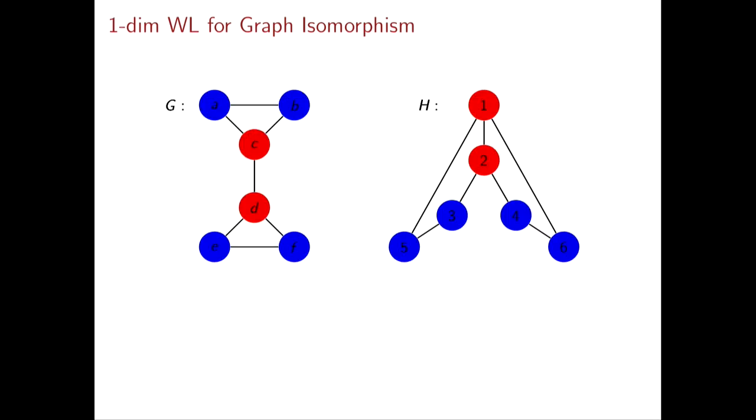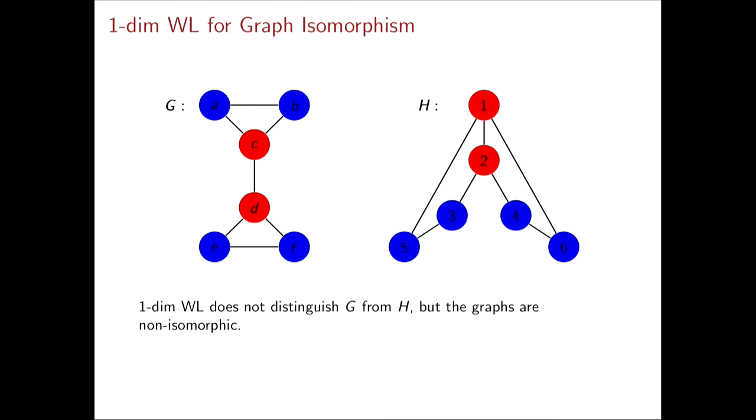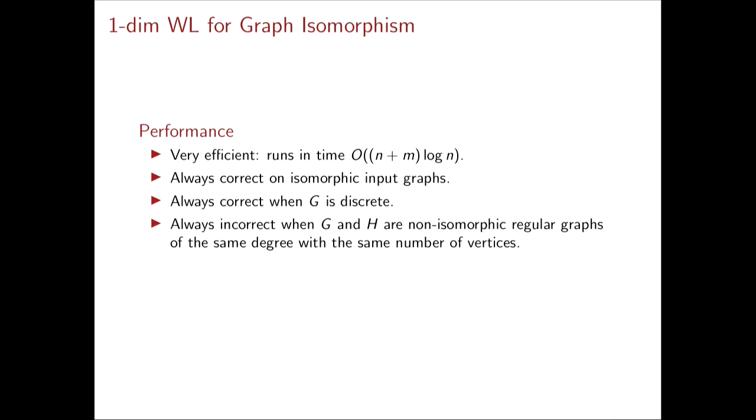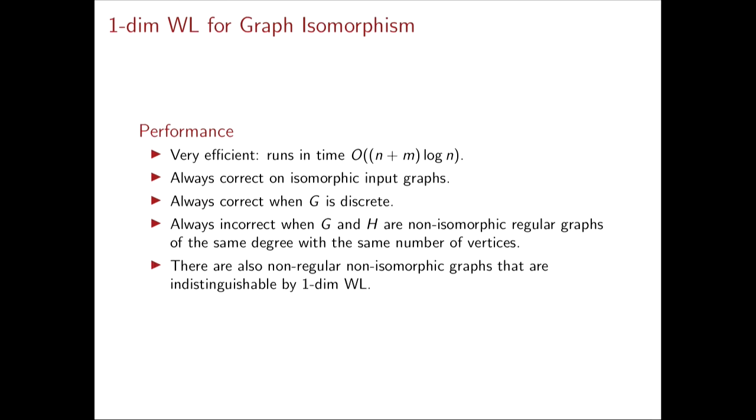Okay. So here is another example of two graphs which are connected but also non-isomorphic, but it can't tell them apart. Fine. And then a little bit more about one-dimensional Weisfeiler-Lehman. It's always correct for discrete graphs. It's very efficient. It's always correct on isomorphic graphs, because these are partial invariants anyway. So what the one-dimensional Weisfeiler-Lehman computes is a partial invariant. It's a complete invariant for discrete graphs. And for example, for non-isomorphic regular graphs, it's always incorrect. But it's also incorrect on many other pairs of graphs.